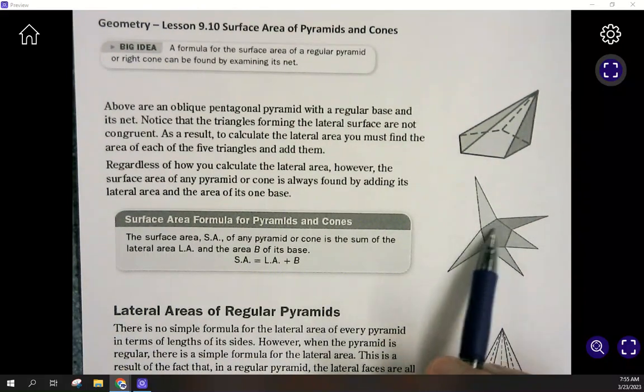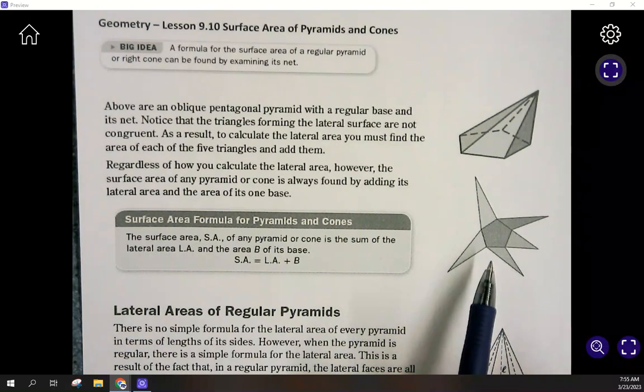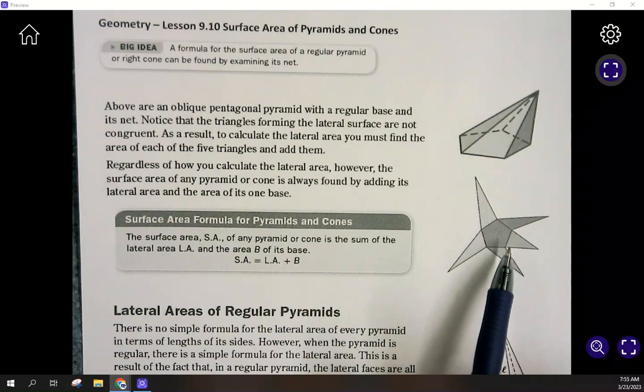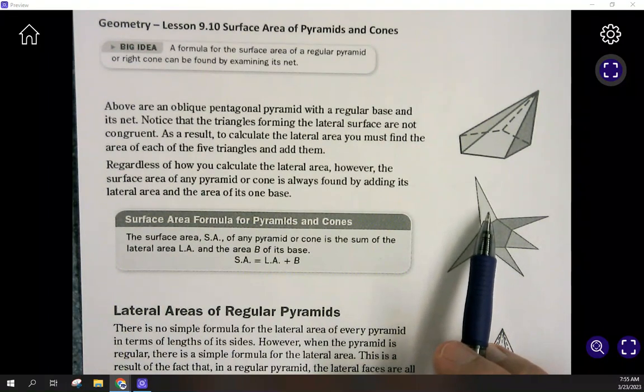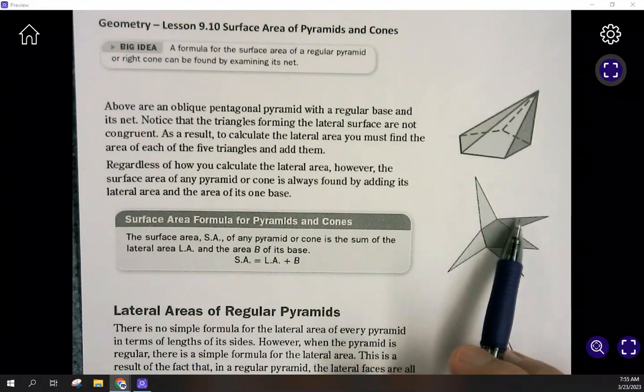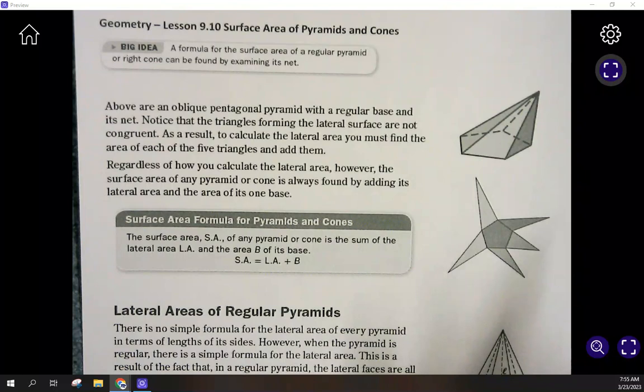You would find the area of the base, and then you'd have to individually find the area of each one of these triangles, put them together for the lateral area. We're not going to look at one specifically like this. You're very rarely going to see that. We're going to look at pyramids and cones that are regular and also right. And they do have a nice formula that you can basically summarize all the sides because they're going to be equal to each other.